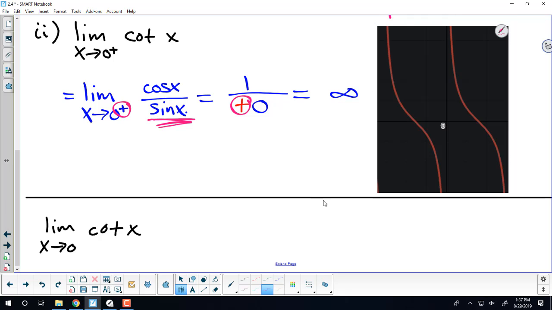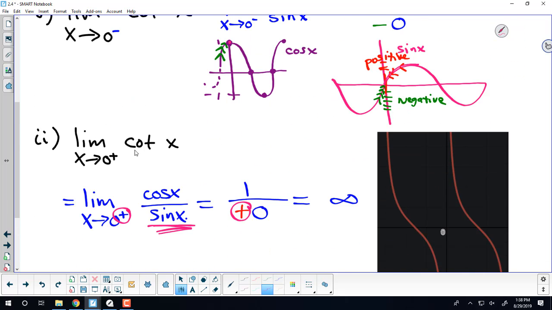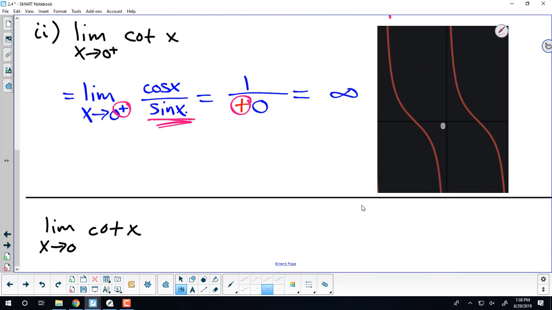So again, visual verification of what we've just done. We've got the limit from the left, negative infinity. The limit from the right is positive infinity. What would we say about the limit as x approaches 0? It does not exist. We could have said that immediately after just computing one of those. We didn't have to compute both of those.